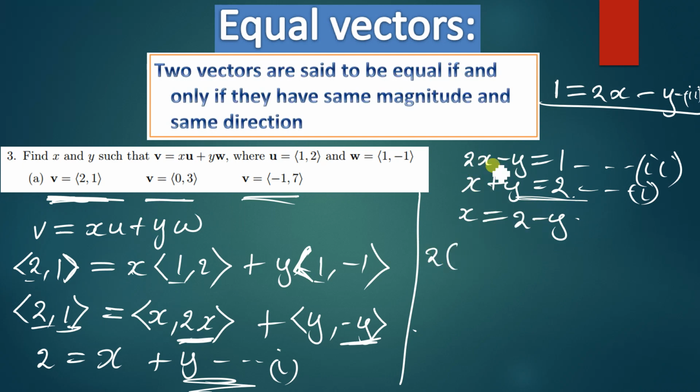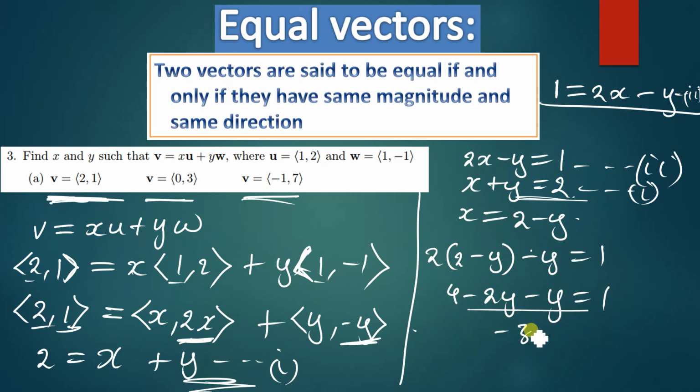I'm going to replace it in the first equation. So I'm going to say 2 times x, and I'm putting 2 minus y, then minus y is equal to 1. Then 2 times 2 is 4, and 2 times negative y is negative 2y, minus y is equal to 1. So this part here will give me negative 3y.